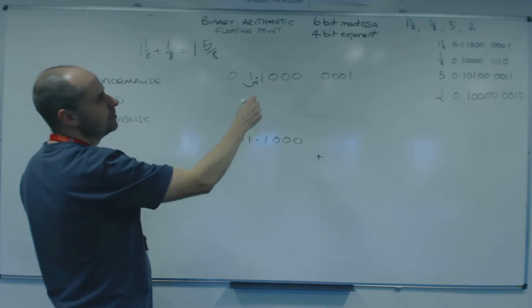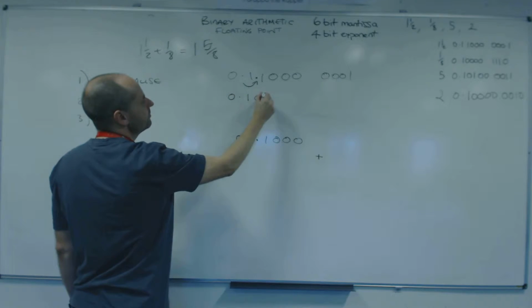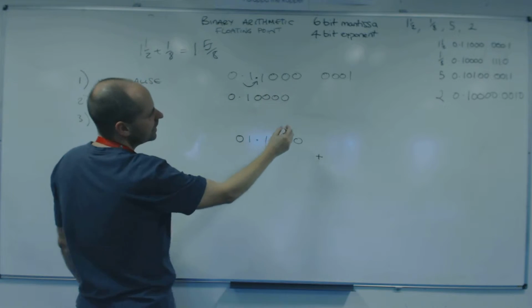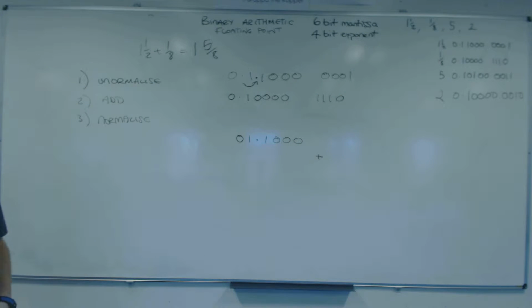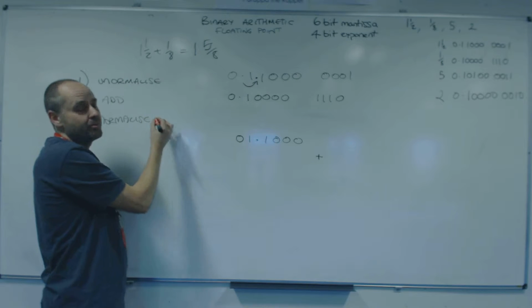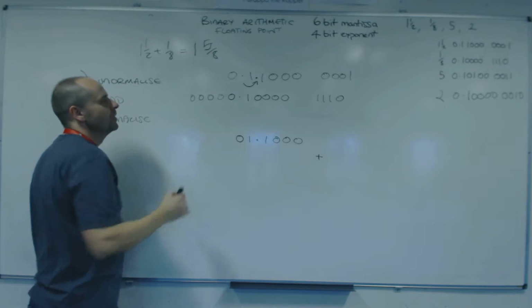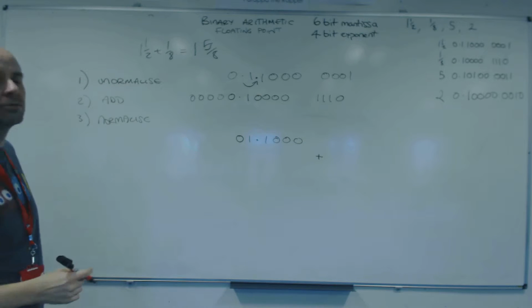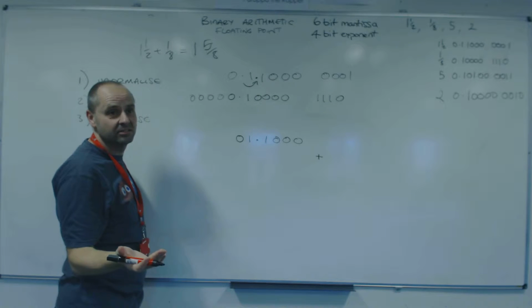Okay, so the second number was an 8th. So that was 0.1 and then 4 zeros. And then it had an exponent of -2. So this one's going to get smaller because it's negative. So to make it smaller, we can go that way with a binary point. So let's just pad this first with some leading zeros.